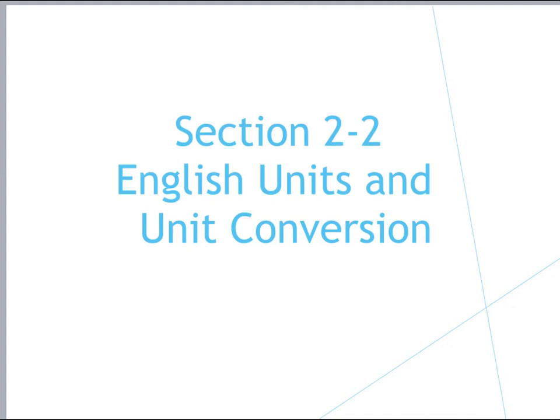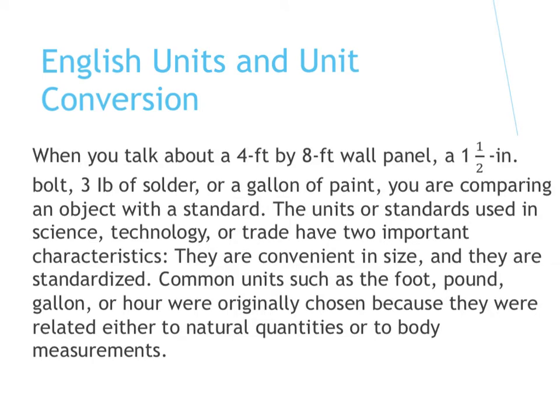We're moving into chapter 2 and we're going to be looking at conversions. So, English units and unit conversion. When you talk about a 4-foot by 8-foot wall panel, a 1.5 inch bolt, 3 pounds of solder, or a gallon of paint, you are comparing an object with a standard. The units or standards used in science, technology, or trade have two important characteristics. They are convenient in size and they are standardized.